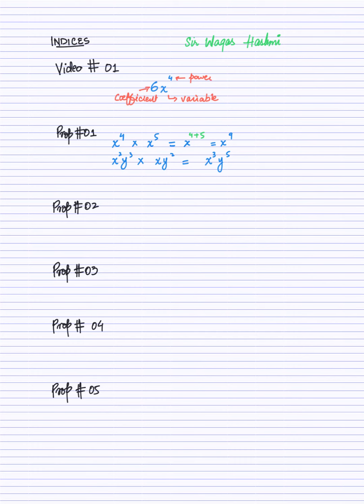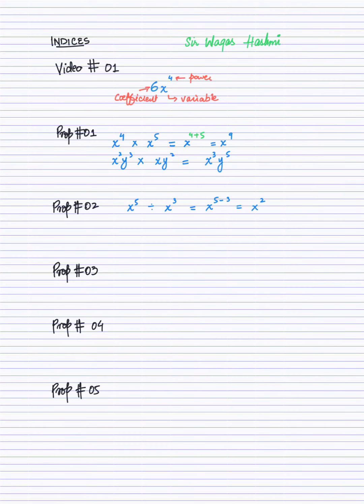For property number 2, if you have the same bases, but instead of multiplying they are dividing, you need to subtract their powers. So it will be x to the power 5 minus 3, which implies x to the power 2. You can say that the power after the division sign changes its sign.